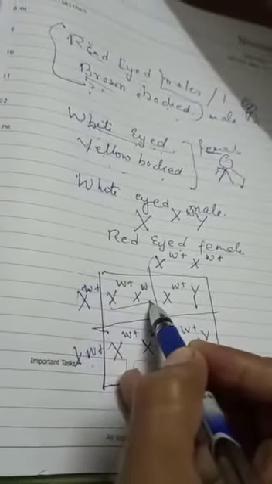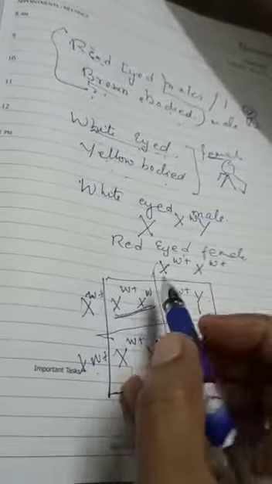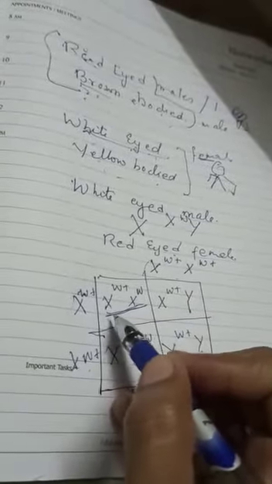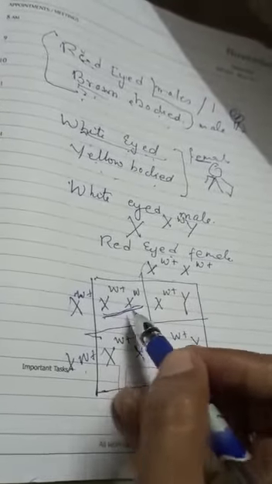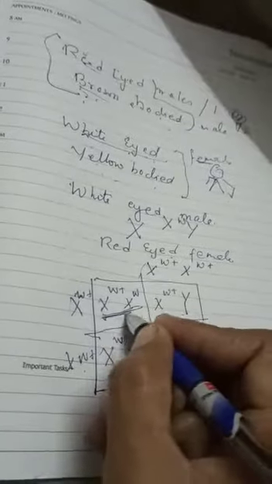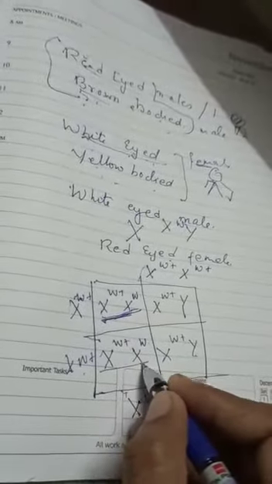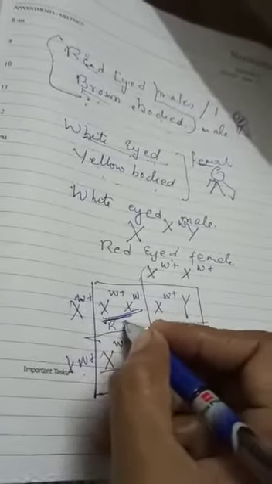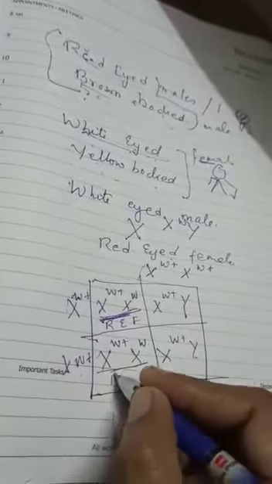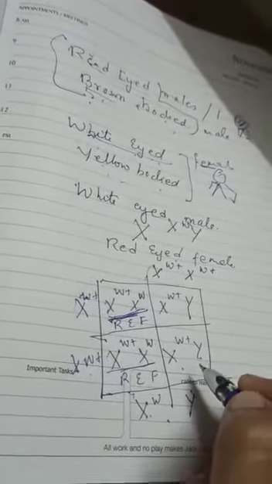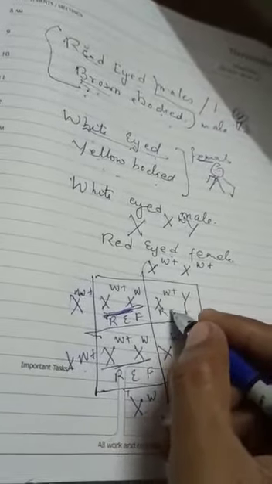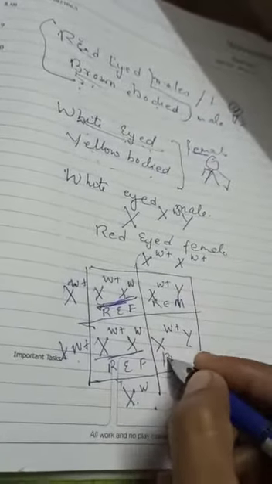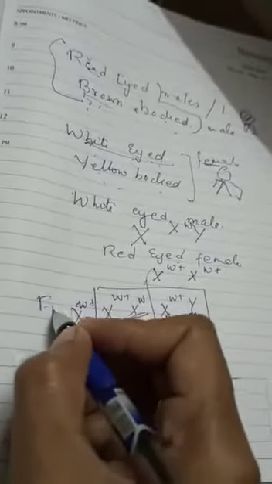So XW+XW+ is the dominant character. XW+XW becomes a red-eyed female. XW+XW again becomes a red-eyed female. So these are red-eyed females. XW+Y and XW+Y become red-eyed males. Okay, this is for the F1 generation.